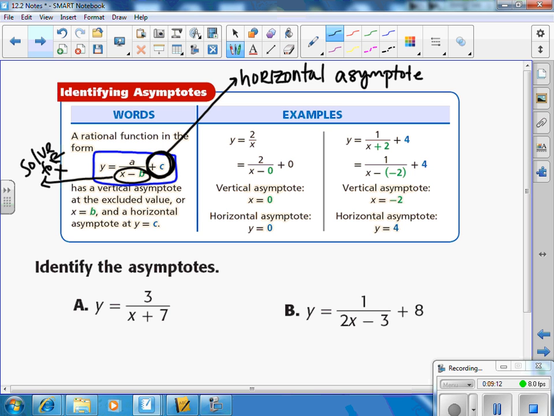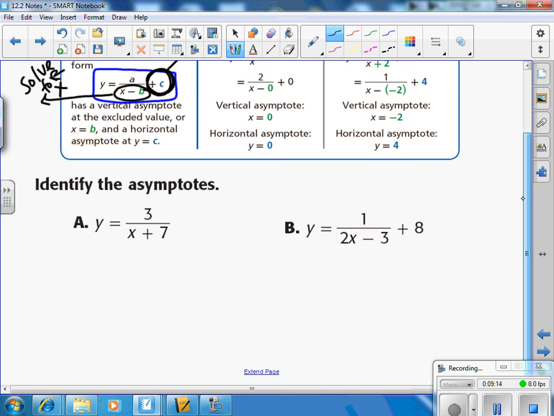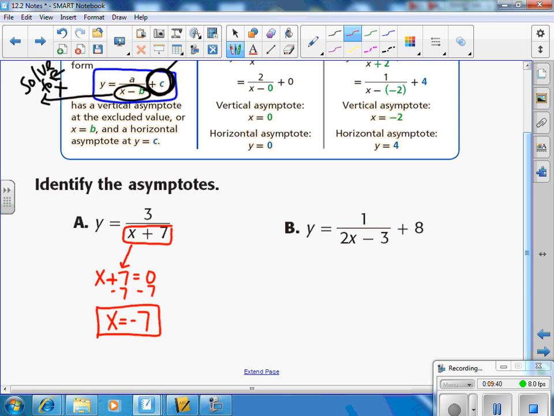So let's find the asymptotes of these 2 functions. The very first one has this in the denominator. So hopefully everybody can see here, the excluded value is negative 7. But remember what you're doing is you're setting this equal to 0 and you're solving for x. What number would give me 0 there? So if I subtract 7, I get x equals negative 7. That is one of my asymptotes. X can never equal negative 7 in my equation.